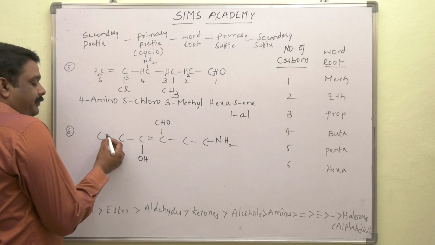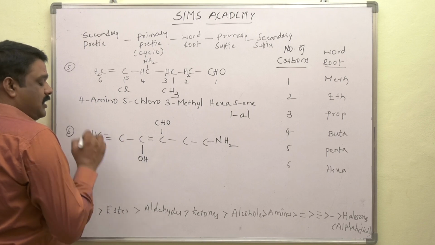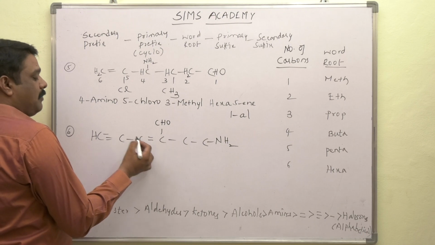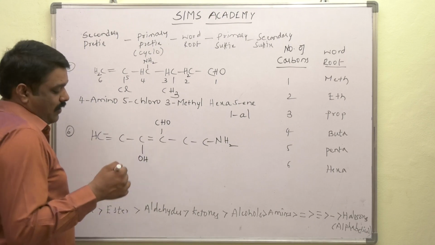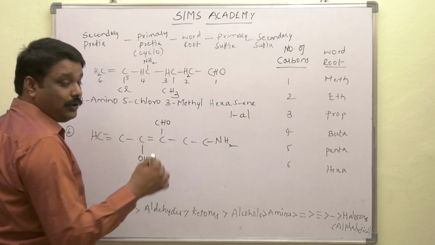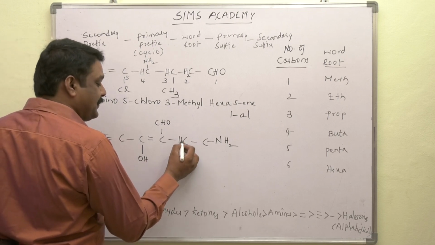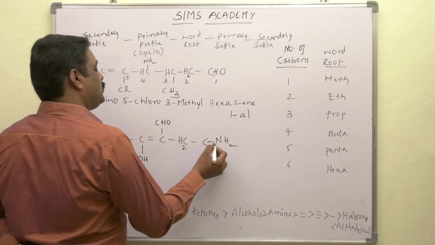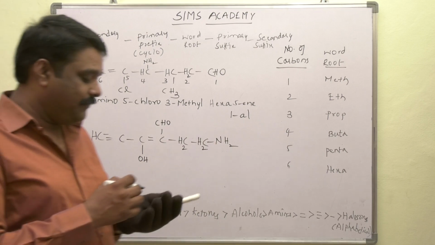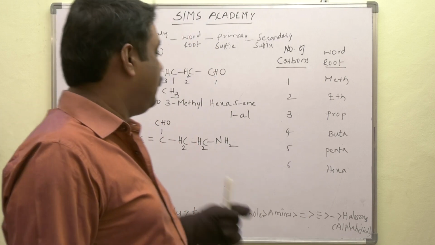Here this carbon atom, 1, 2, 3, 3 bonds, the other bond is hydrogen. For this carbon, 1, 2, 3, 4, its valency is satisfied. For this carbon, 1, 2, 3, 4, its valency is satisfied. For this carbon, 1, 2, 3, 4, satisfied. For this carbon only 1 and 2, remaining 2 with hydrogens. Here also 1 and 2, remaining 2 with hydrogens. And should we give numbering for NH2 over here?